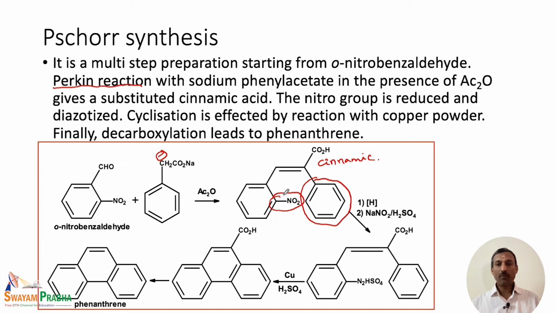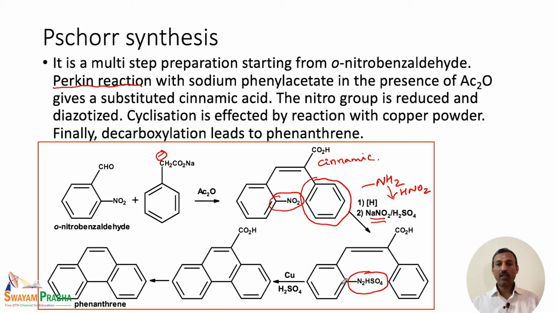Once this substituted cinnamic acid derivative is formed, the nitro group is reduced, followed by treatment with nitrous acid. It leads to the formation of the diazonium group. That means the introduction of the diazonium group is carried out by the reduction of the nitro group to the amino group. So the nitro reduction leads to amino formation, and this amino group is converted with HNO2, that is sodium nitrite, to give the corresponding diazonium salt, and this cinnamic acid having the diazonium salt is treated with copper and sulfuric acid.